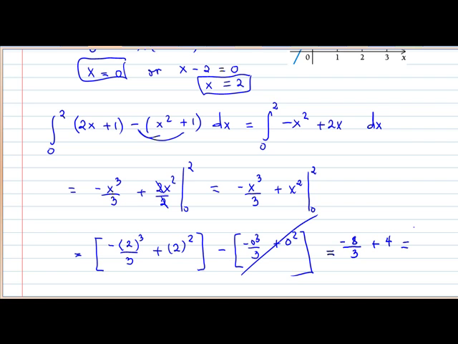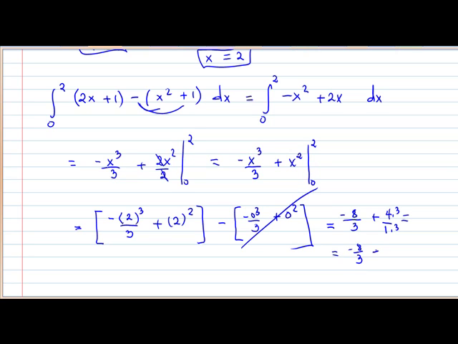Okay, so you can look for the LCD here. I have 3 and then 3. So I got minus 8 over 3 plus 12 over 3. So we got 4 over 3. That is the area, your answer.